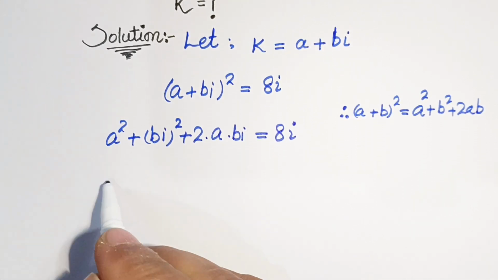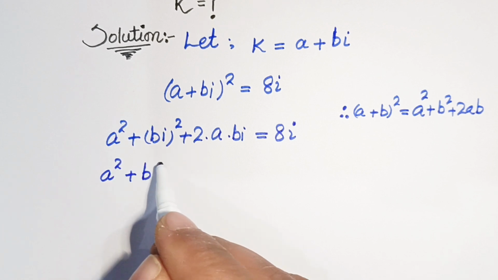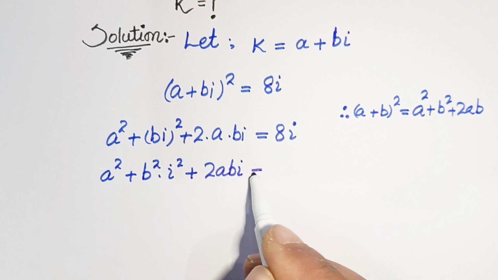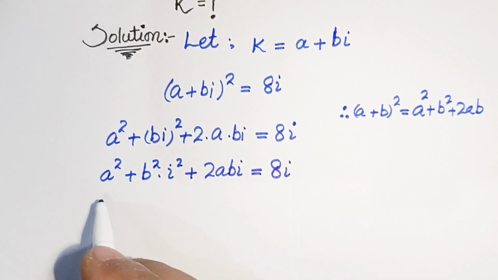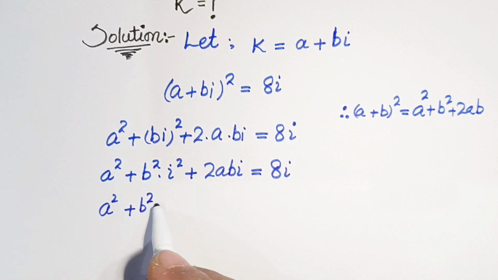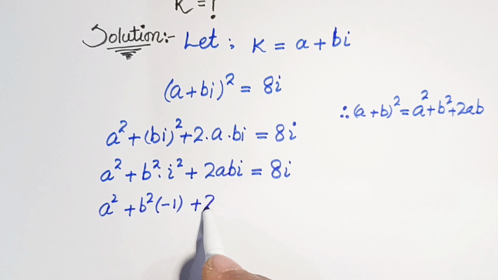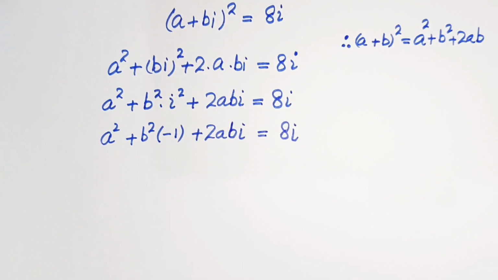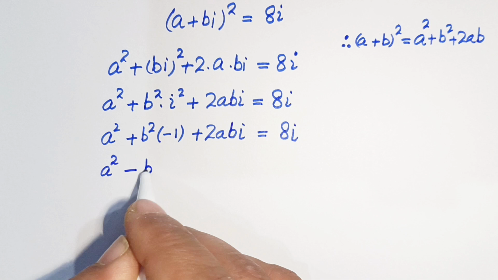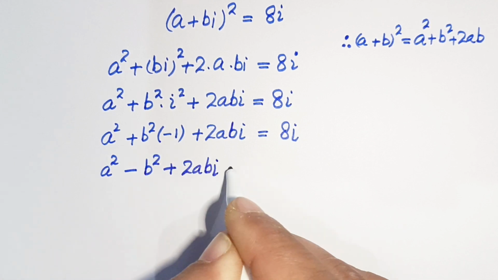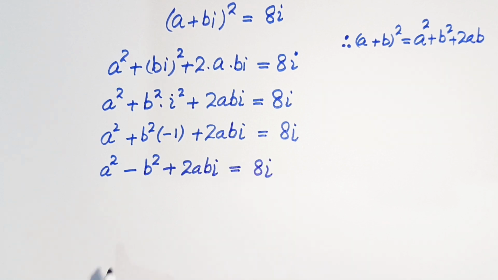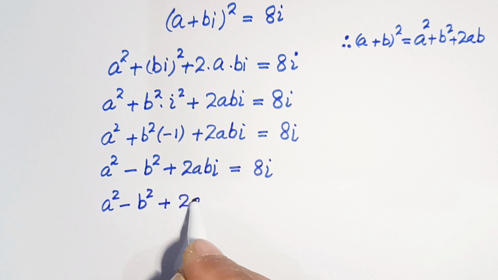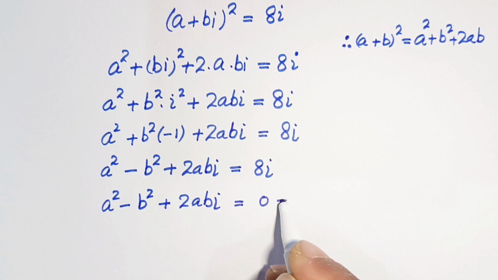Now here a squared plus (bi) squared means b squared times i squared, plus 2 times a times bi is equal to 8i. Now here, i squared is equal to minus 1. So a squared, plus times minus is minus b squared, plus 2abi is equal to 8i. Now if we write just the real and imaginary parts, we have a squared minus b squared plus 2abi is equal to 0 plus 8i.